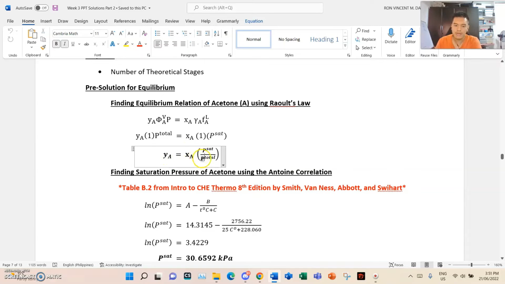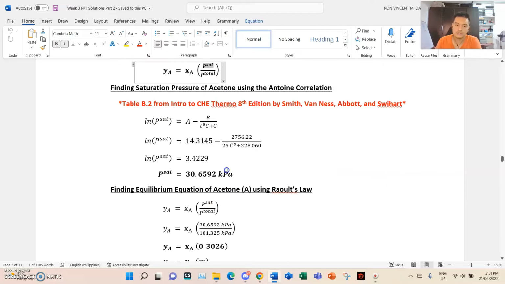So we already have the total pressure. We need the saturation pressure of acetone. So how do we do that? We use the Antoine correlation. And how do we find the values of the Antoine correlation? I took it from Table B.2 of Introduction to Chemical Engineering Thermodynamics, 8th edition, by Smith, Van Ness, Abbott, and Swihart. So using the saturation pressure Antoine correlation formula and the values from the SVA 8th edition ChE Thermodynamics book, I calculated a saturation pressure of acetone to be 30.6592 kilopascals.